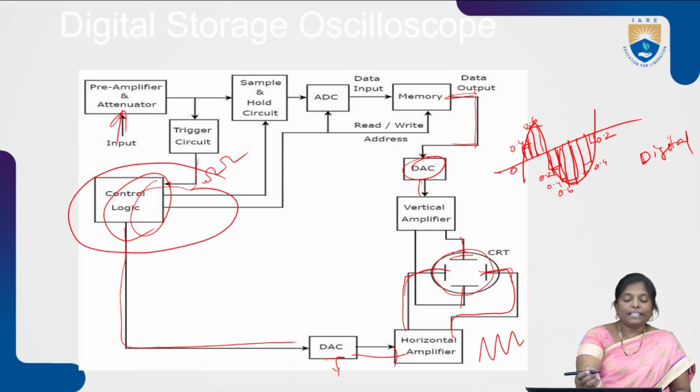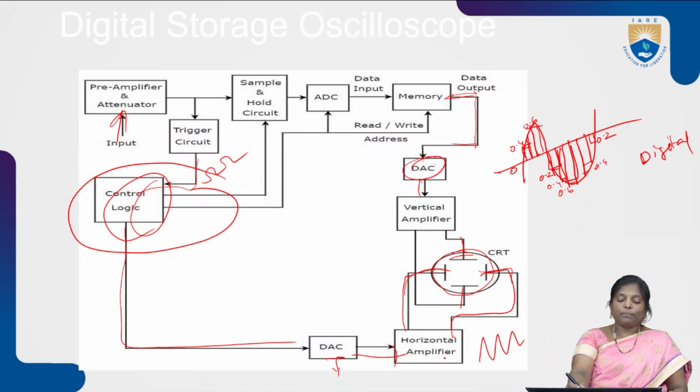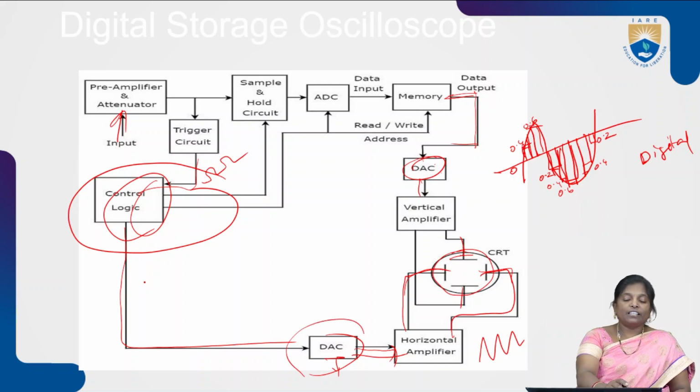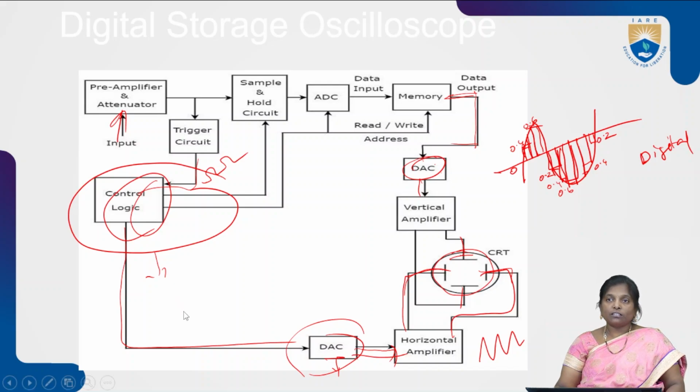In this section, whenever we apply the triggering pulse, according to the triggering pulse, it generates the ramp signal. With respect to the ramp signal, the horizontal amplifier will take the input from this control logic and the data is converted into analog format. That will be done internally in the control logic itself. So this is called a digital storage oscilloscope.